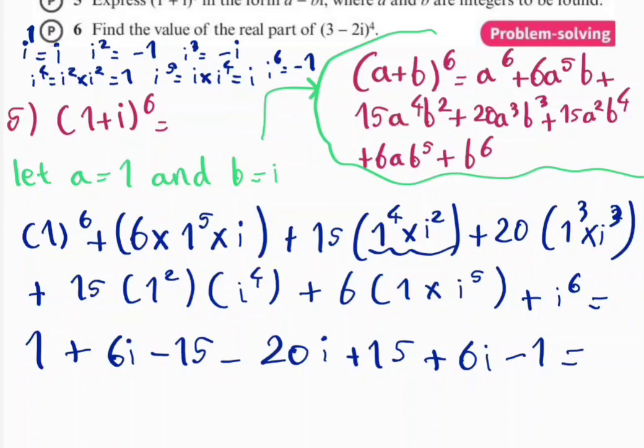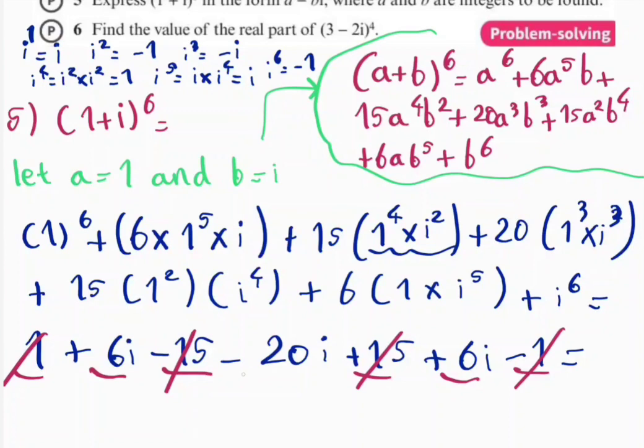So we have positive 1 here and minus 1 here, which adds up to 0. And we have 6i plus 6i here. So before going to the imaginary part, let's first check the real part. So we have minus 15 and plus 15, which is equal to 0.